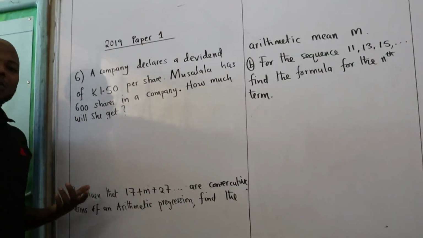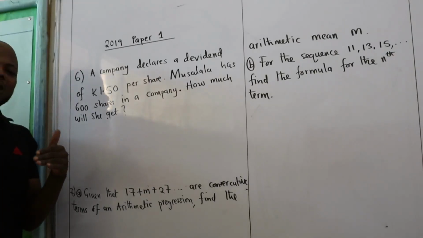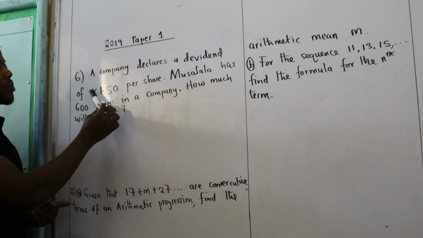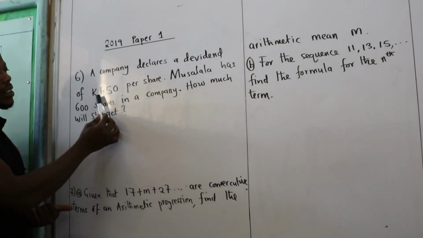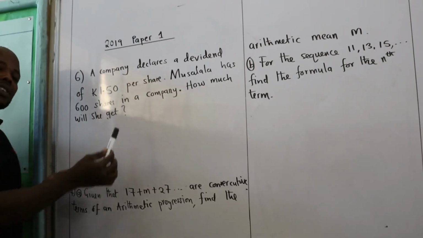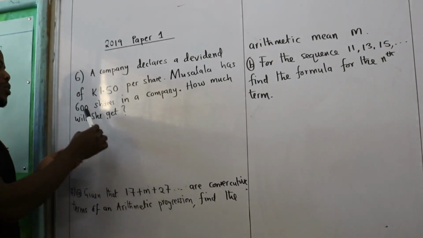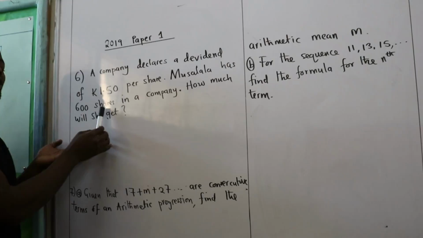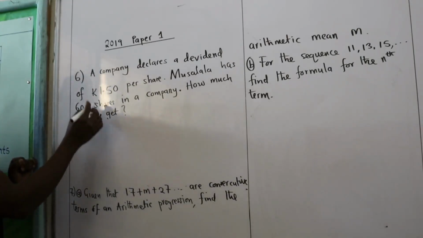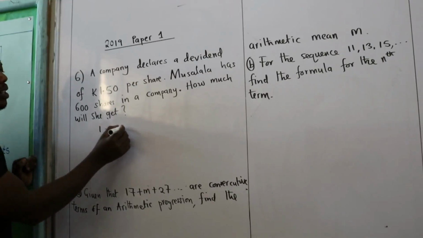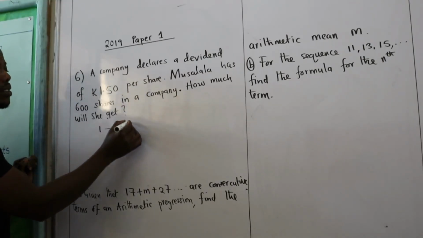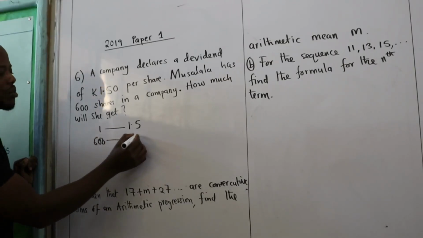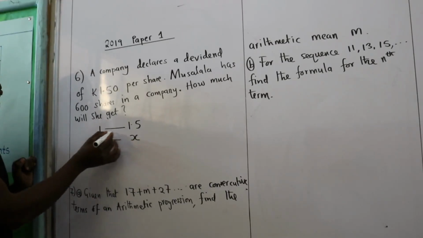So for question 6, we need to understand the idea of shares. They are saying each share was at 1.5. So if the share is at 1.5, what will she get, this person Musalala, out of 600 shares? Because they said per share, one share is 1.5. How about 600 shares? What can she make? We don't know. We cross multiply.